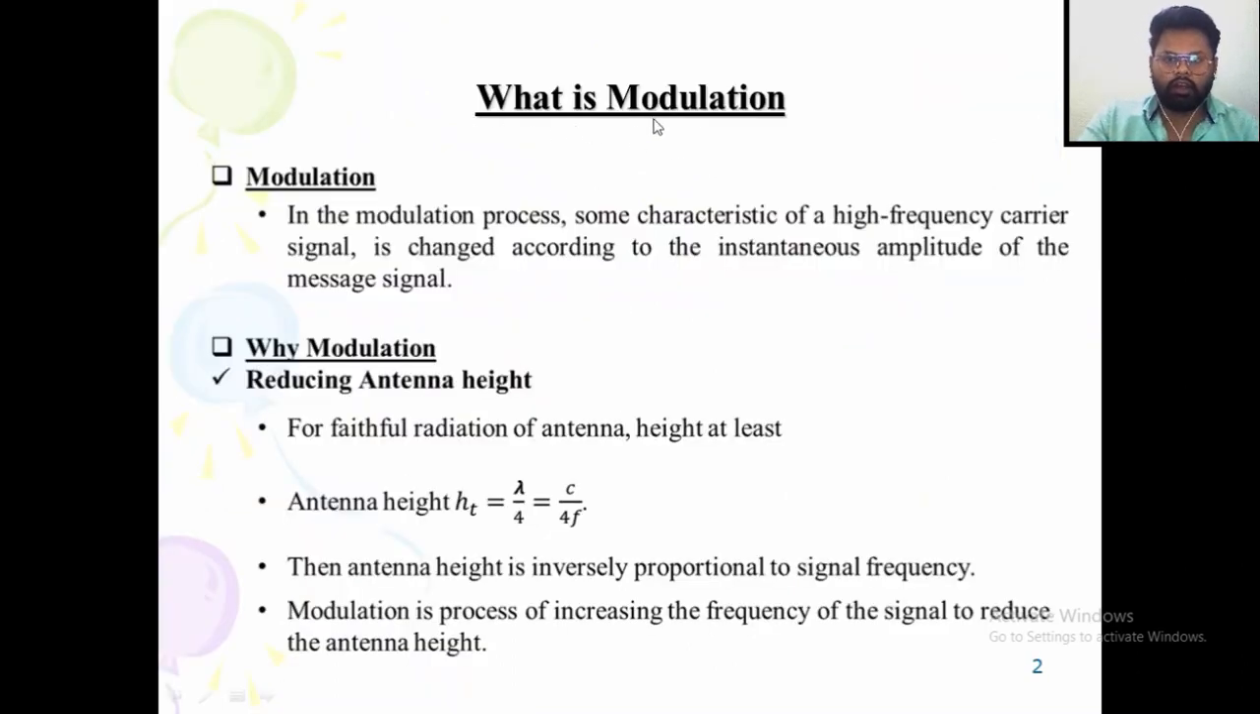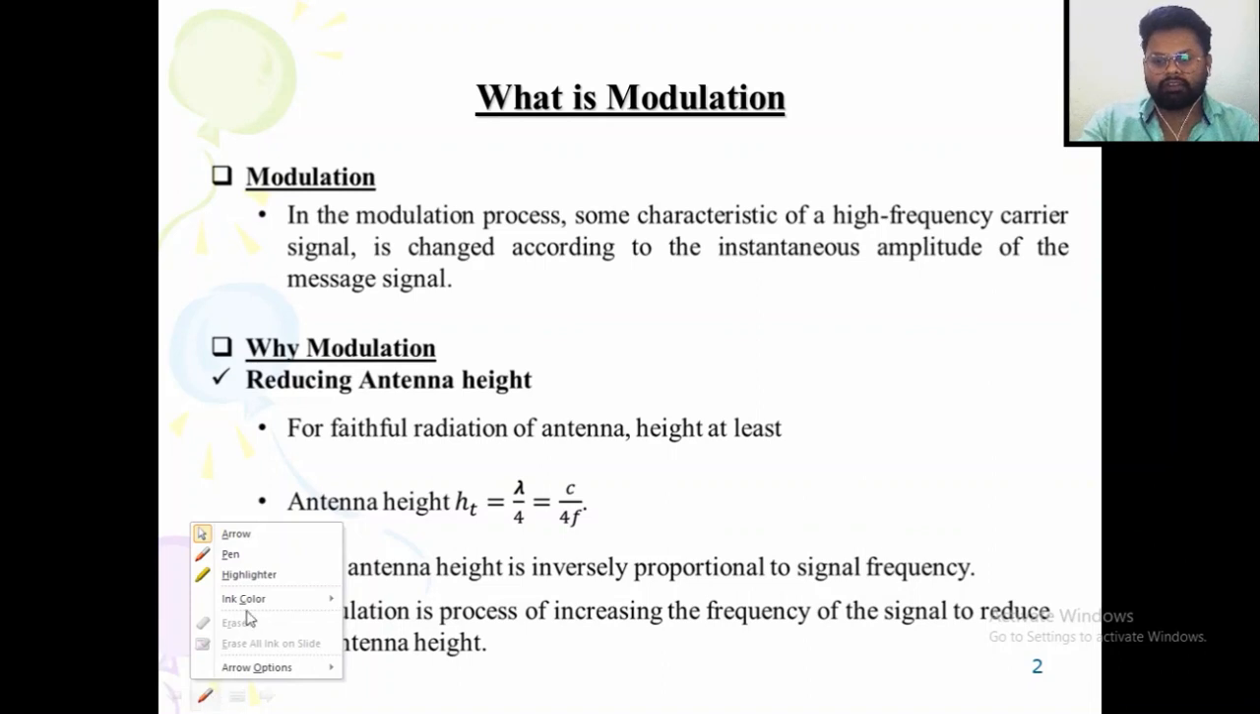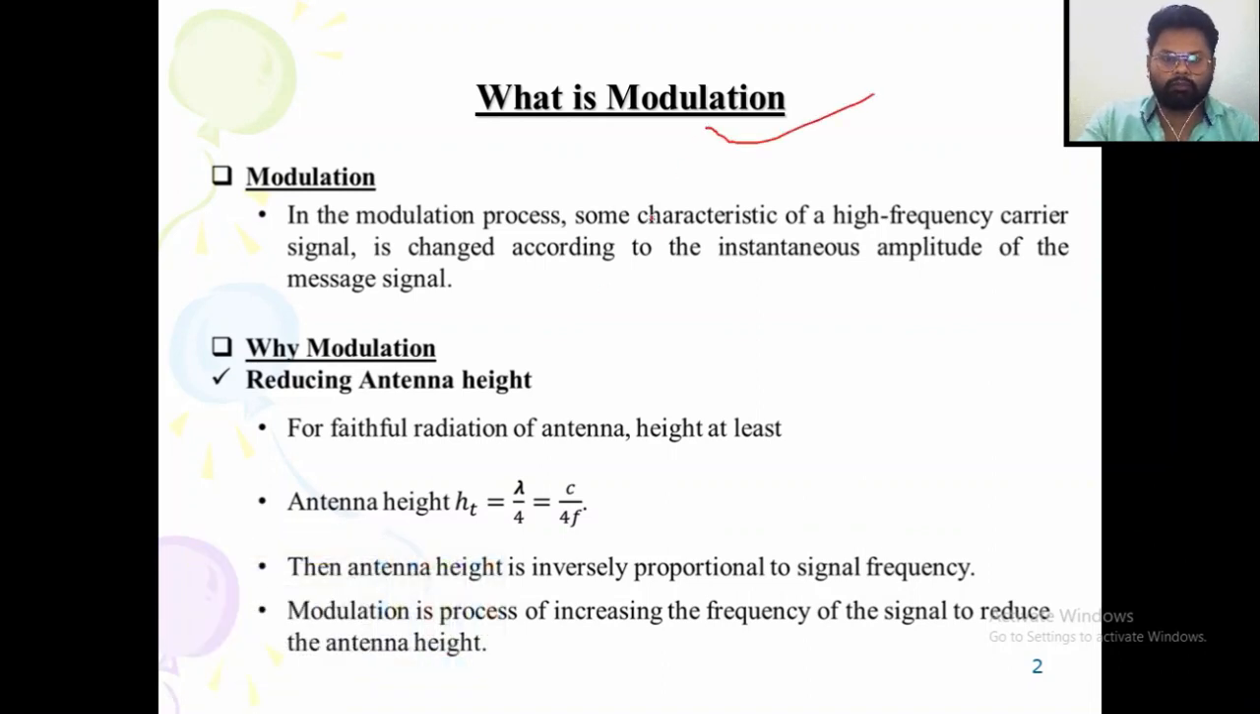Now, in this slide, we are first going to discuss what modulation is and why we need it. What is the need for modulation? Modulation is a process in which one of the characteristics of the carrier signal, which has a high frequency, changes with respect to the message signal amplitude variations. The message signal is also called the modulating signal.